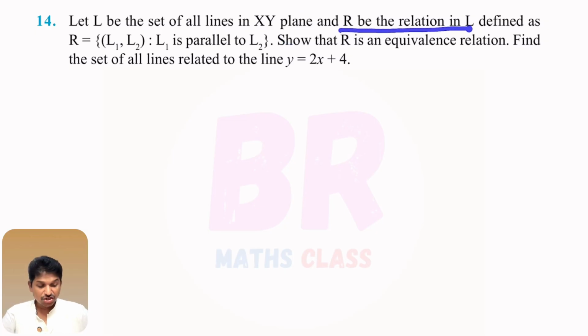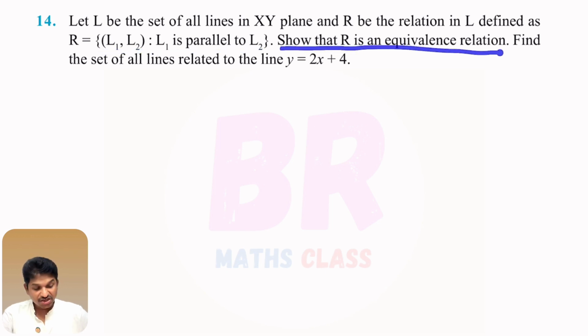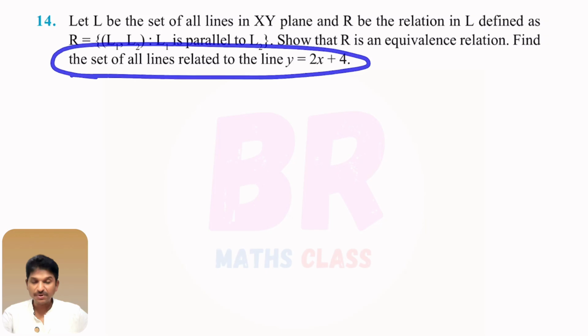R is a relation on L. How is this defined? The ordered pair (L1, L2) belongs to R if L1 is parallel to L2. Show that this relation is an equivalence relation. First, I'll write the given data and I'll show that R is an equivalence relation. At the end, we'll discuss the small part also.